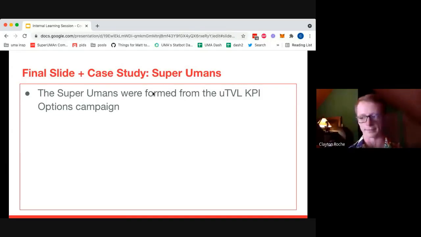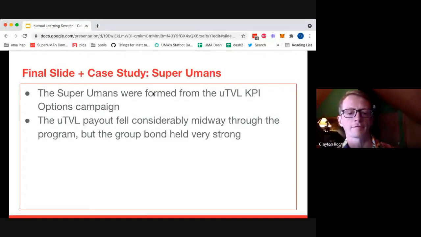And so, just to demonstrate that they're hardly relevant only for new communities. What we saw happen is that the UTVL payout fell considerably midway through the program, but the group bond actually held very strong. I take this as a sign of what I just described, which is that extrinsic motivation was the initial impetus to get people to form this bond and work together. But despite that payout falling based on the KPI performance, we didn't see people disappear and fade away.